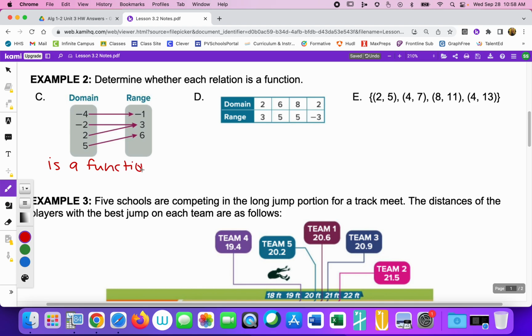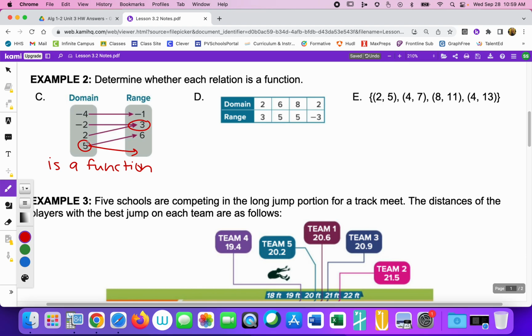The y values can repeat. So see how this 3 has two arrows going towards it? That's fine. But if you had two arrows coming from one number, so let's say 5 had another arrow coming from it, this would tell you there's an issue. Two arrows coming from a domain value would mean the x value repeats.